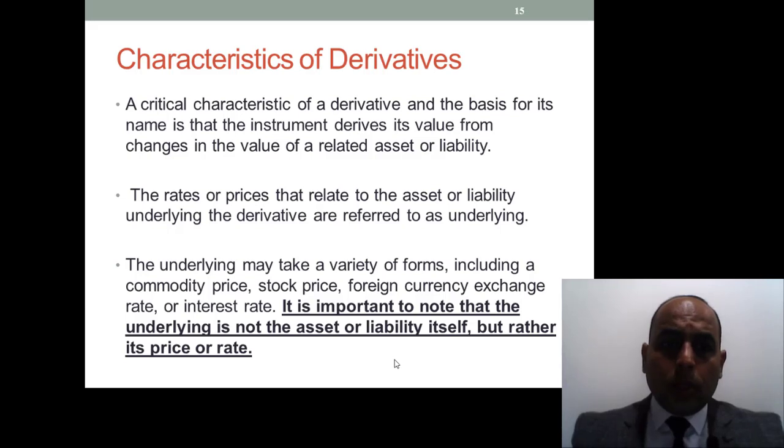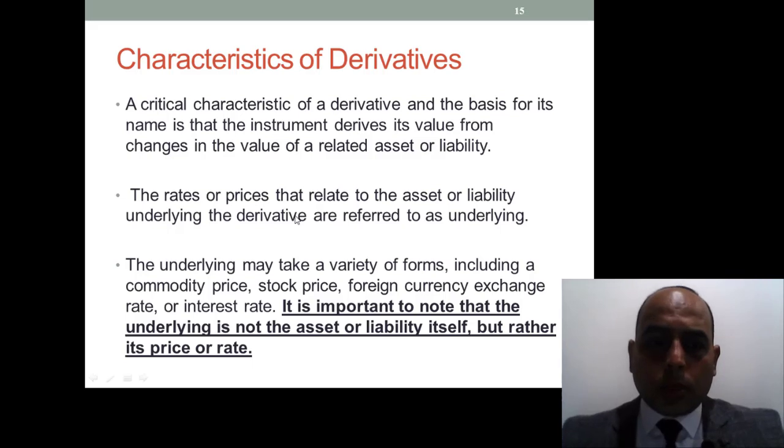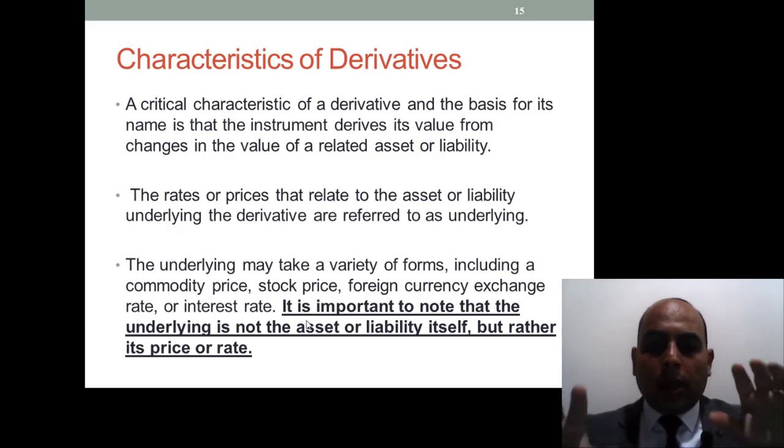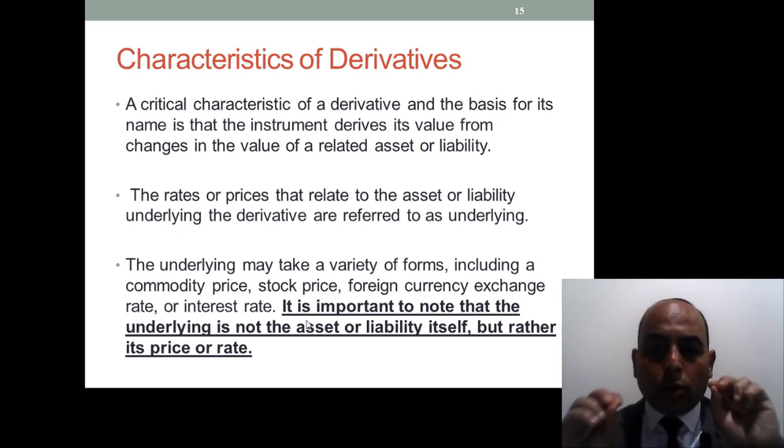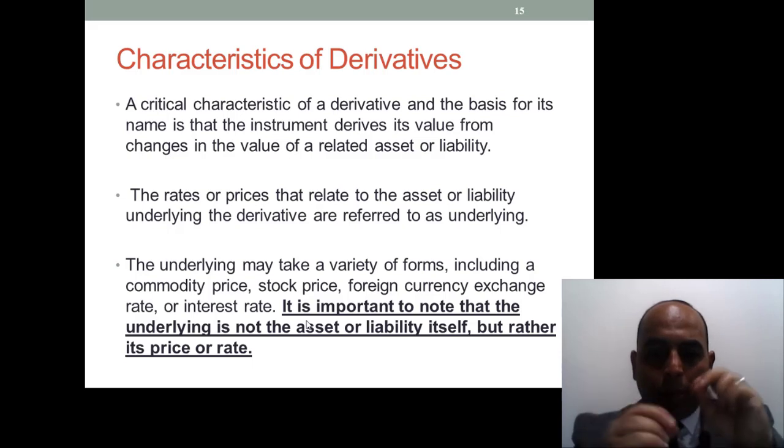Let us move on to the next point. The rates or prices that relate to assets or liability underlying the derivatives are referred to as the underlying. We discussed it. Next one, it's important to note that the underlying is not the asset or liability itself, but rather its price or rate. I clarified it previously. Now, the underlying can take a variety of forms, including commodity price, stock price, foreign currency exchange rate, or interest rate. It's important to note that the underlying is not the asset or liability itself.